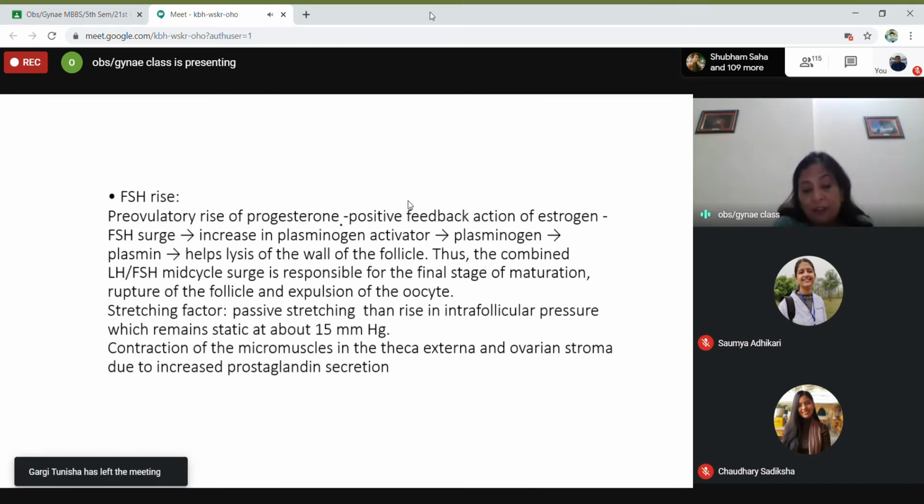And there is some stretching factor also. Stretching factor is passive stretching, with a rise in intrafollicular pressure, which remains static at about 15 millimeter of mercury. Contraction of the smooth muscles in the theca externa and ovarian stroma occurs due to increased prostaglandin secretion.